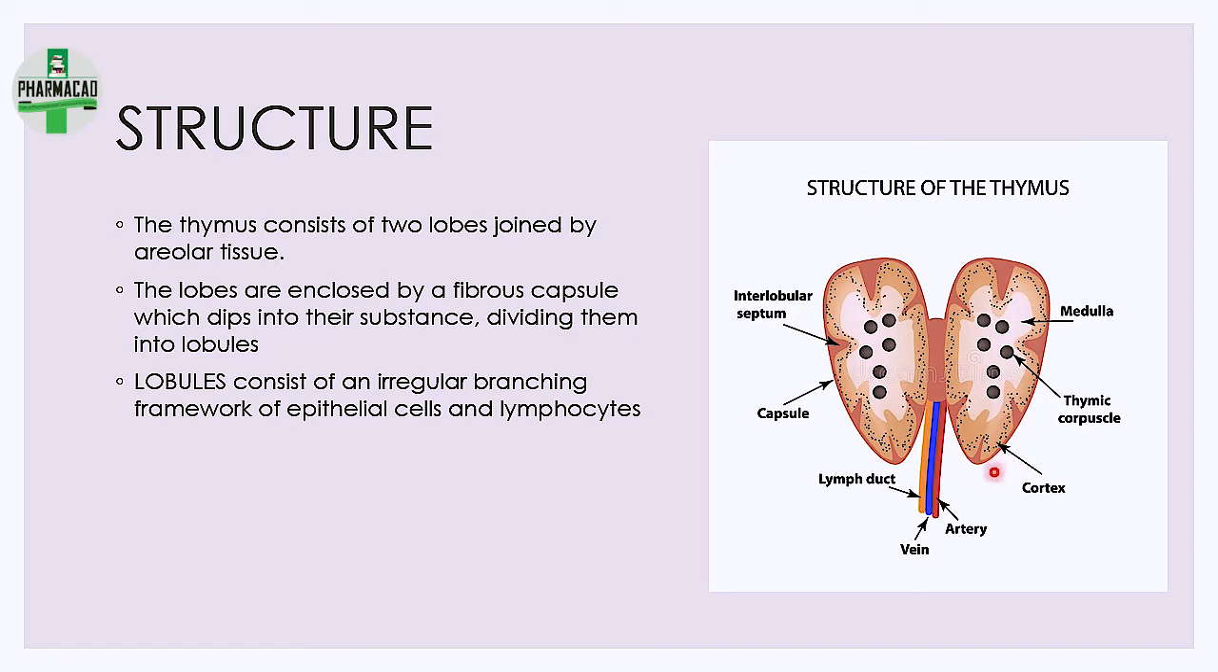lobules. Okay. This is one lobule, this is another lobule, and so on. Lobules consist of an irregular branching framework of epithelial cells and lymphocytes. ये हमारा medulla है जो अंदर है, and outside is going to be the cortex. This is interlobular septum, and the outer thing is capsule. Remembering this much is more than enough for your structure.